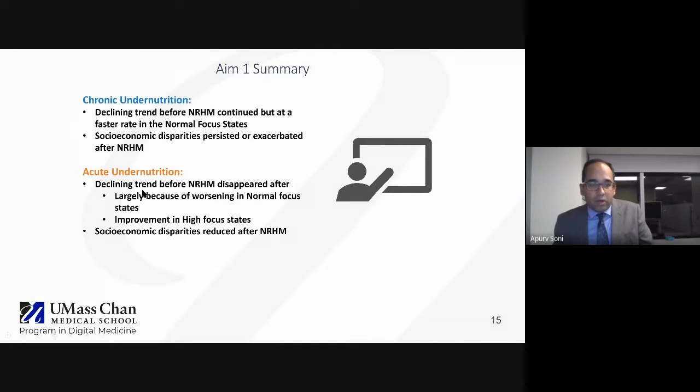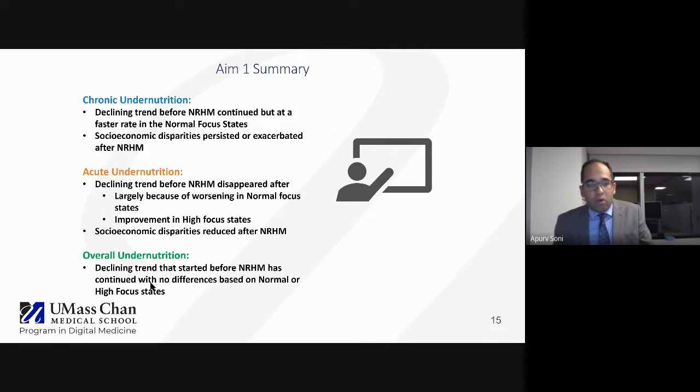However, for acute undernutrition, there was a declining trend before NRHM that continued to improve, and even at a faster rate for high focus states, as well as socioeconomic disparities reduced after the implementation of National Rural Health Mission. And then overall undernutrition, which in some manner is a combination of the two of them, we were not able to measure too much of an impact in association with National Rural Health Mission.